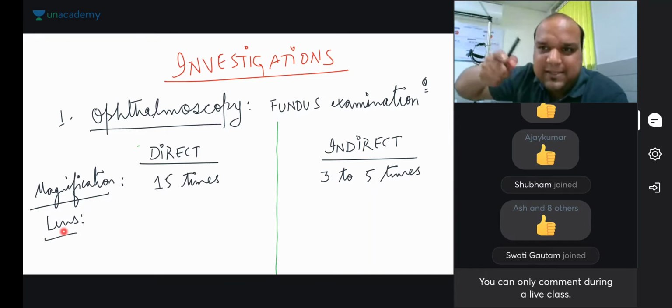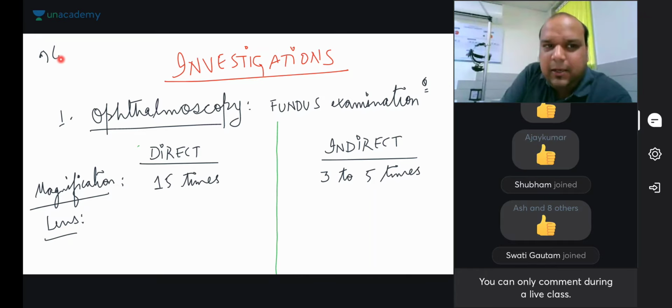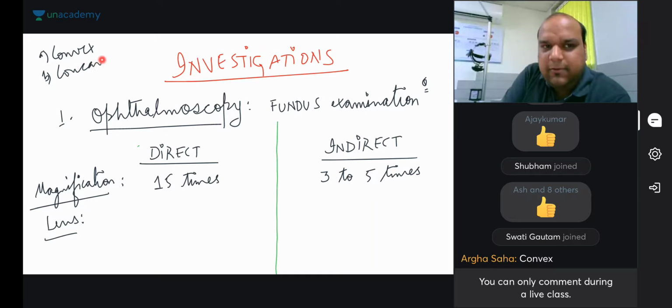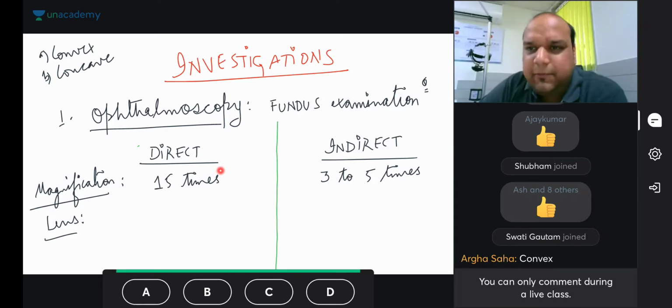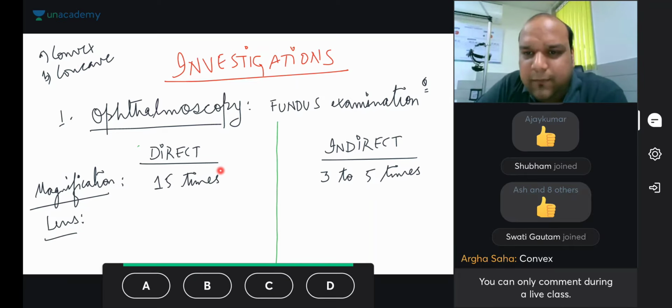Anybody? Which type of lens is magnifying? Convex or concave? Option A, convex. Option B, concave. Convex or concave? Quickly, guys. Which type of lens is magnifying? Convex or concave?